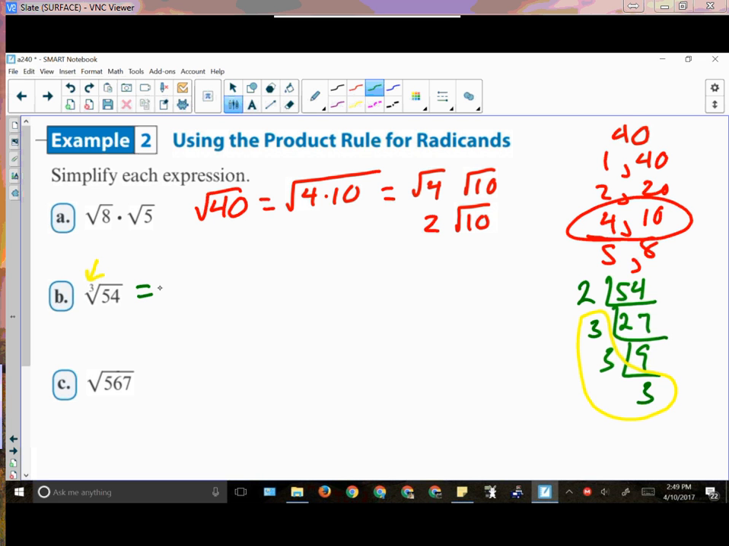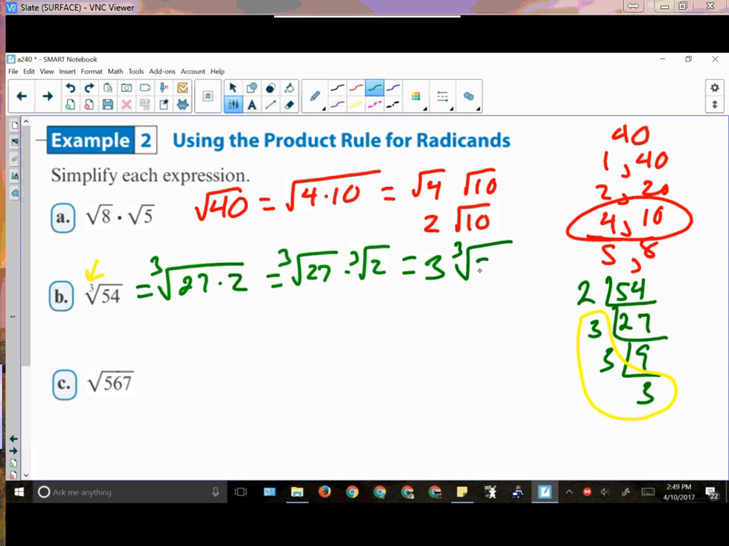So the cube root of 54 is going to be equal to the cube root of 27 times 2, which is going to be the cube root of 27 multiplied by the cube root of 2. What's the cube root of 27? 3, times the cube root of 2.